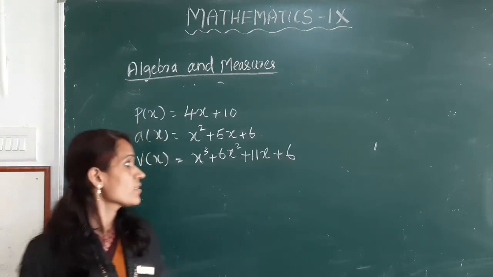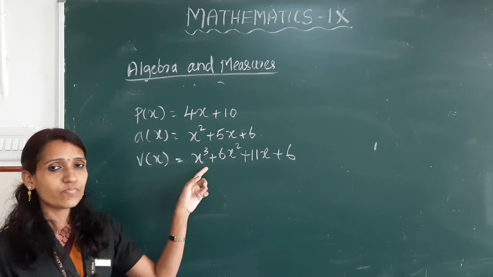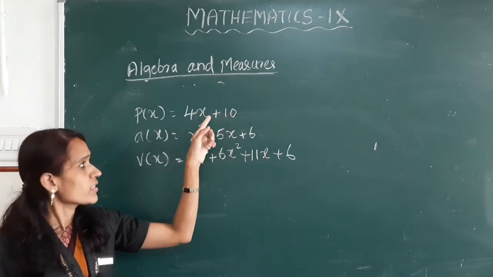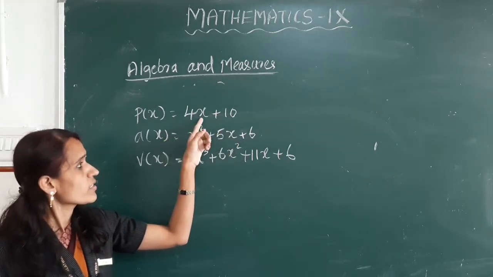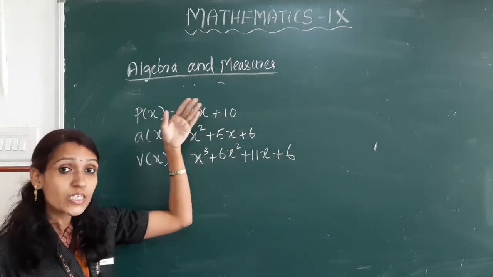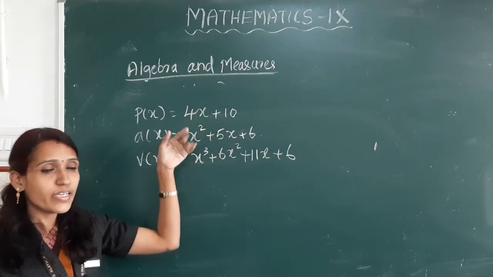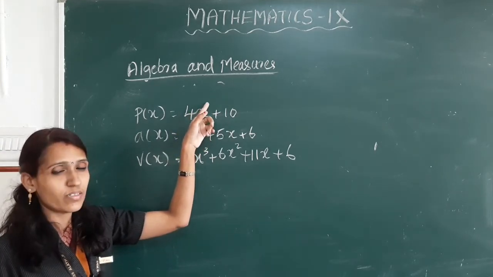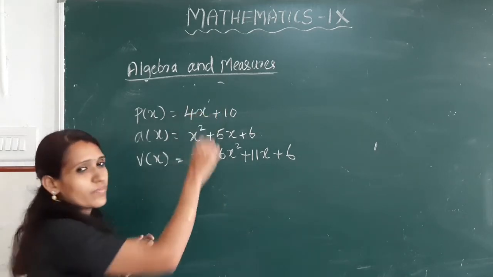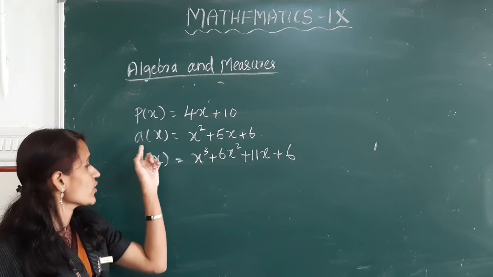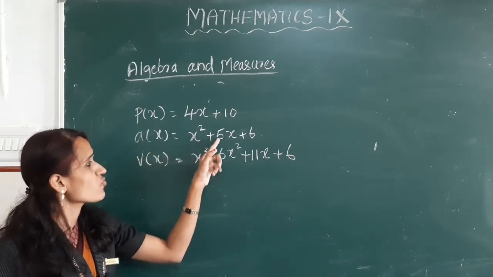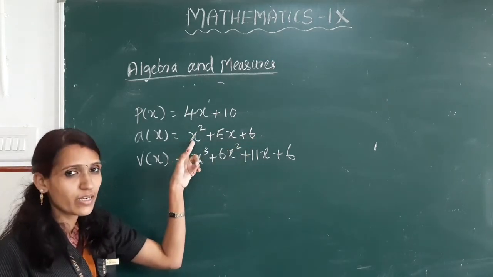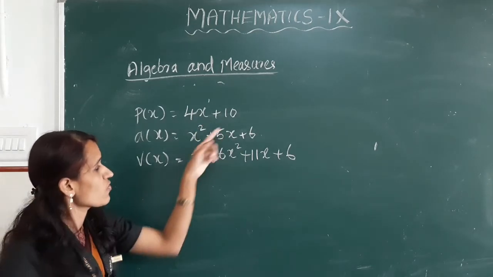Clear? Next, see these examples. First one, p of x is equal to 4x plus 10. In this equation, 4x and 10 are its terms. Okay, here the changing number is x. Its power is 1. Right? The second equation, x square plus 5x plus 2. In this, the power of x is 2, and the power of 5x is 1.